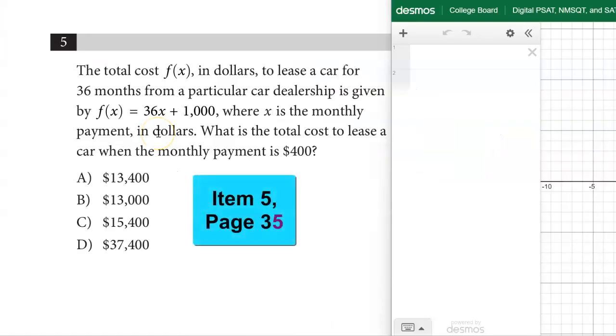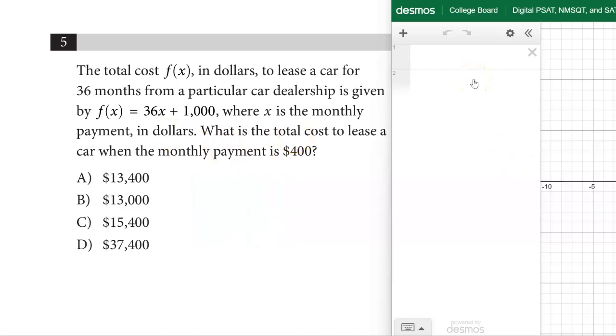The first item we're looking at is item number 5, and we're given a function f of x, and the question is, what is the total cost to lease a car when the monthly payment is $400? Well, if you read above here, it says x is the monthly payment in dollars. So all we have to do to solve this problem is to type in the function f of x as it appears in Desmos.